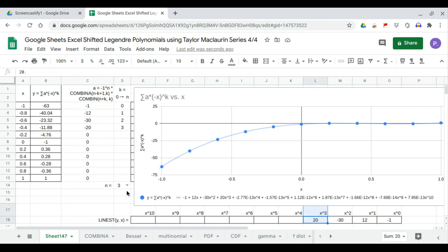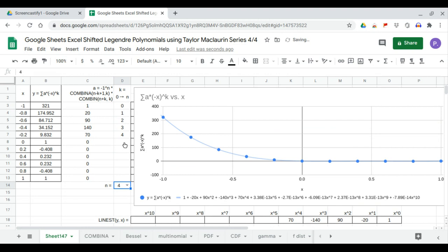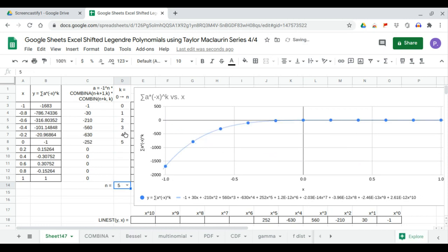N equals 4, y equals 1 minus 20x plus 90x squared minus 140x cubed plus 70x to the fourth. N equals 5. So that's minus 1 plus 30x minus 210x squared plus 560x cubed minus 630x to the fourth plus 252x to the fifth.